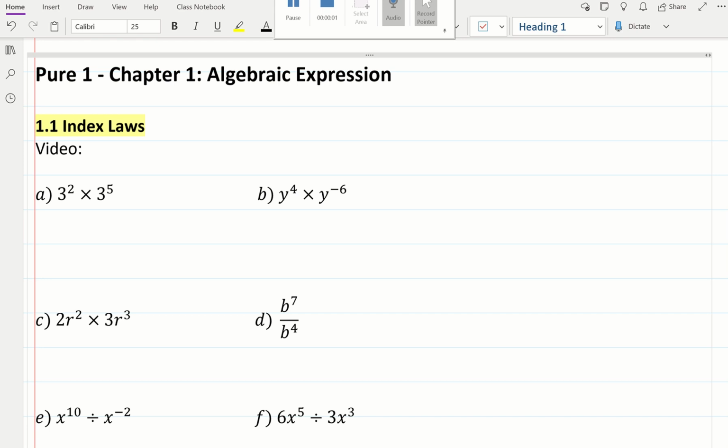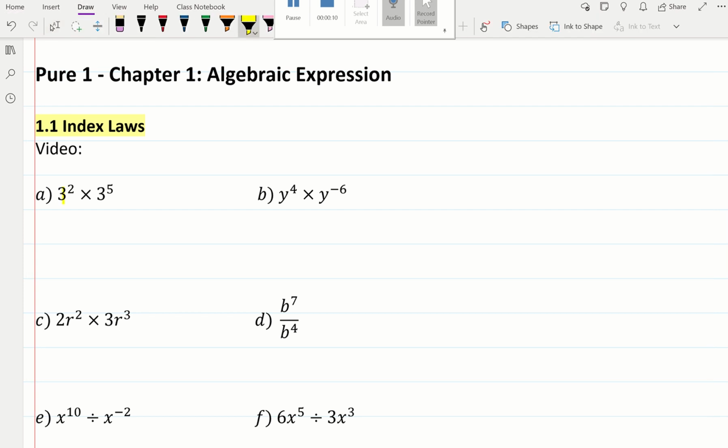So the first part of the chapter is index laws, and I'm going to go through this. When you have a common base, so the big number is the base and the little number is the power or the index, when you have a common base and you're multiplying, all you do is you add the powers and you keep the base the same. So this is 3 to the power of 7 because 2 plus 5 is 7.